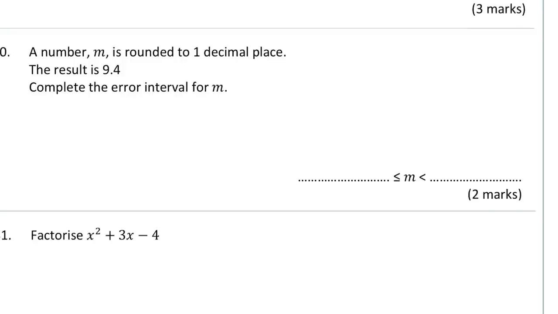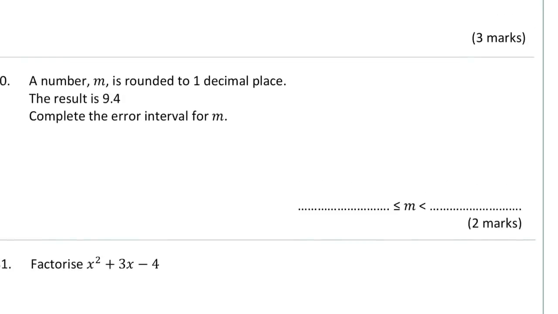Okay, next question. We have an error interval. It says a number, m, is rounded to 1 decimal place, and the result is 9.4, complete the error interval. So with an error interval, don't forget, particularly when there's decimals involved, you just need to put a 5 after the number for the bigger, or what you call the upper bound there. So for the big one on the right, I just put a 5 after the number, 9.45, and even if you're really stuck, at least you can get yourself 1 mark on that question.